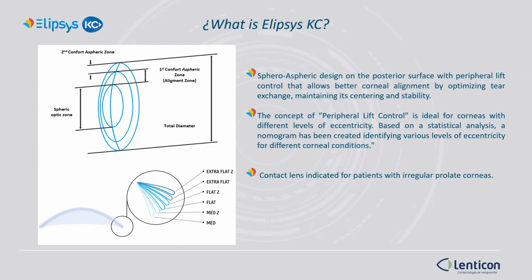The design comes on peripheral lip control technology, which is ideal for all prolate corneas from mid to high level of eccentricity. The design has become that accurate thanks to a statistical analysis which we have used to create a nomogram. Elipsys KC is indicated for patients with irregular prolate corneas.